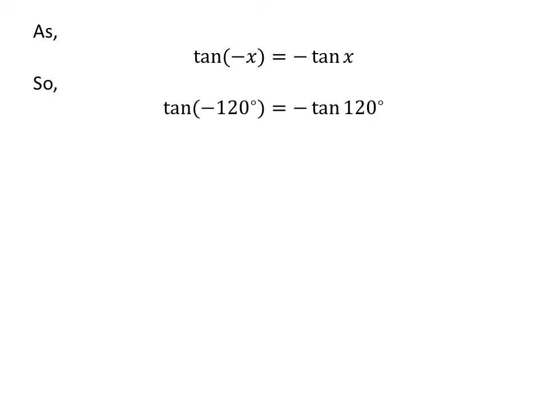Let us apply the above identity for tangent of minus 120 degree. Here x is 120 degree. So tangent of minus 120 degree is equal to minus tangent of 120 degree. As 120 degree is equal to 180 degree minus 60 degree, so tangent of minus 120 degree is equal to minus tangent of 180 degree minus 60 degree.